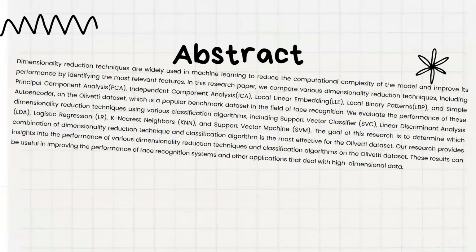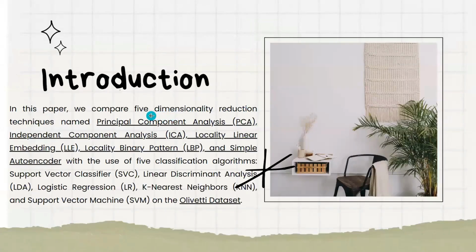Basically, this abstract is defining this introduction that we are going to use five dimensionality reduction techniques named Principal Component Analysis (PCA), Independent Component Analysis (ICA), Locally Linear Embedding, Local Binary Pattern, and Simple Autoencoder, with the use of classification algorithms, especially SVC, also known as Support Vector Classifier, LDA, Logistic Regression, K nearest neighbor, and Support Vector Machine on the specialized Olivetti dataset.